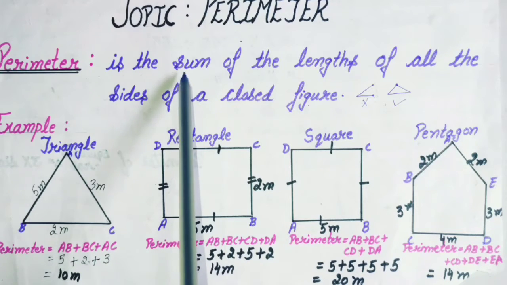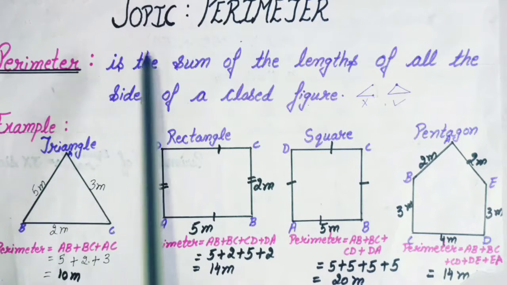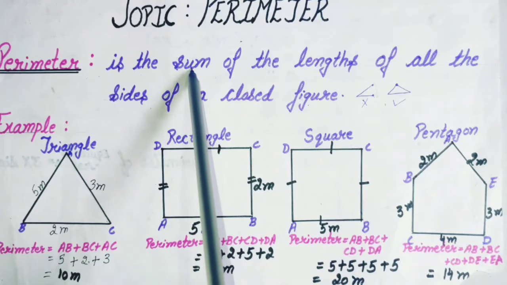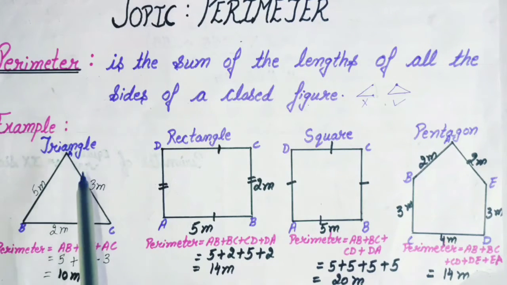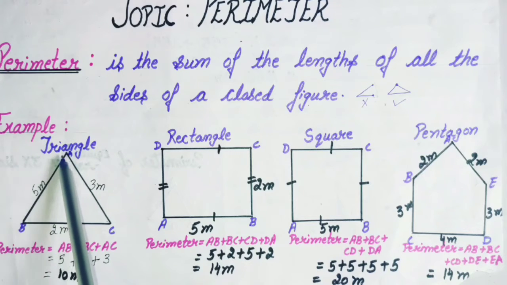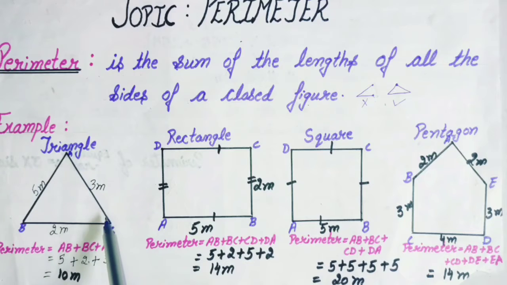So now what do we have to do to find the perimeter? We have to find the sum of all its sides. So we will plus them. Our AB is 5 meter, AC is 3 meter and BC is 2 meter. So to find the perimeter, we will add all. 5 plus 2 plus 3 is equal to 10 meter. Now let's move to the rectangle.